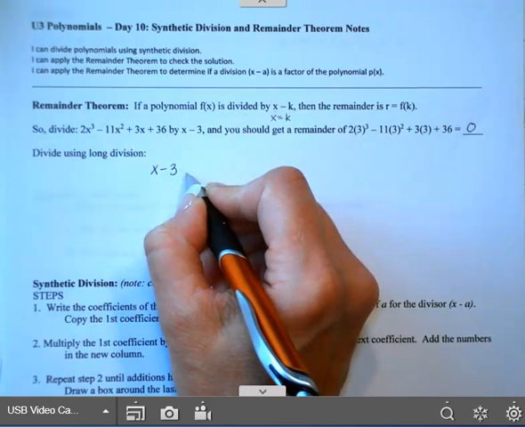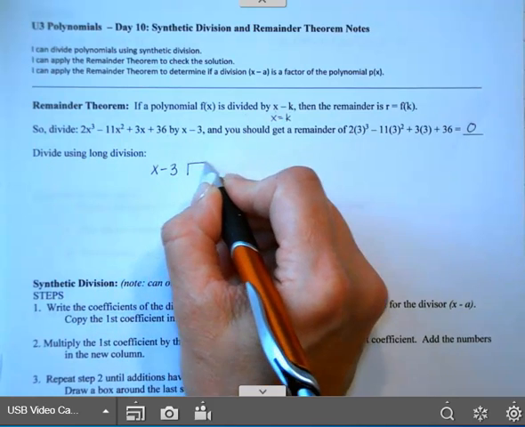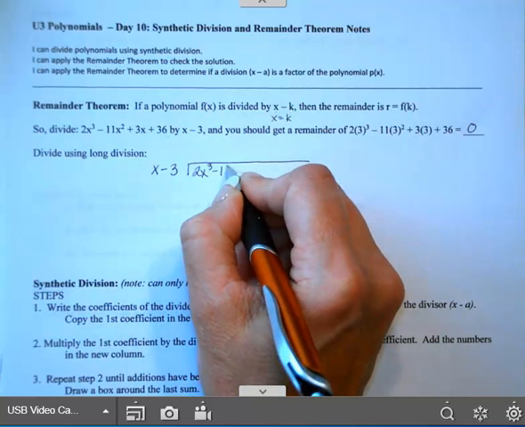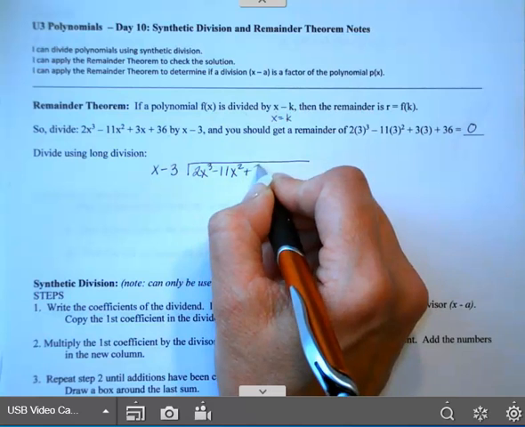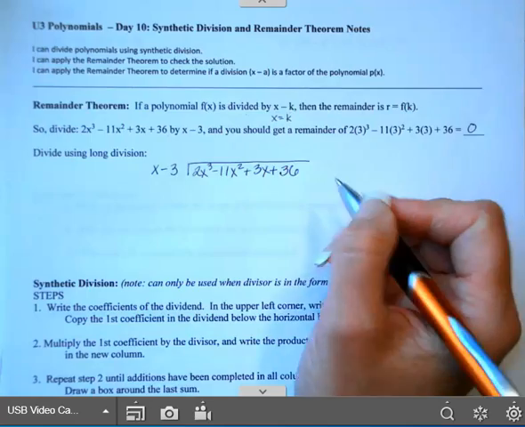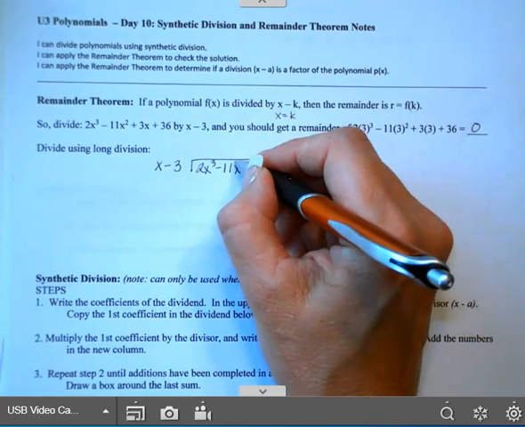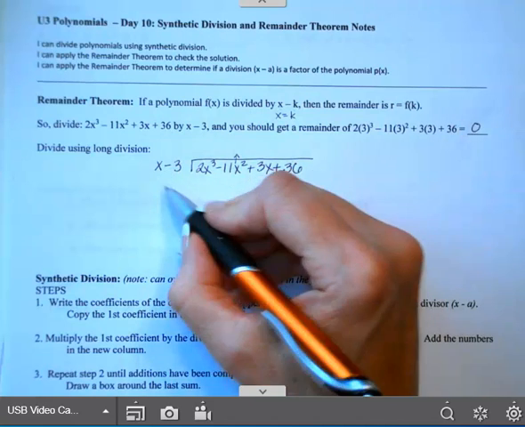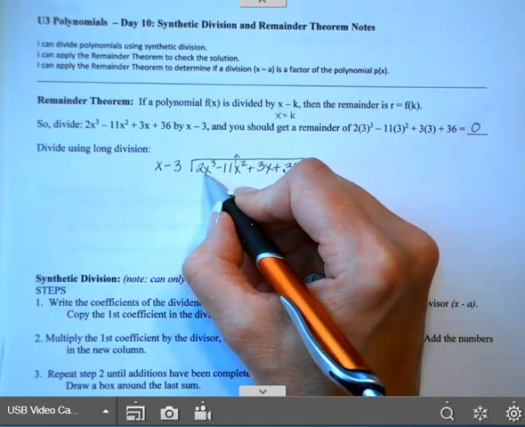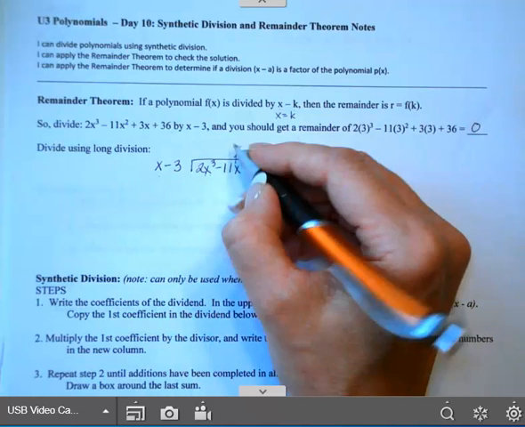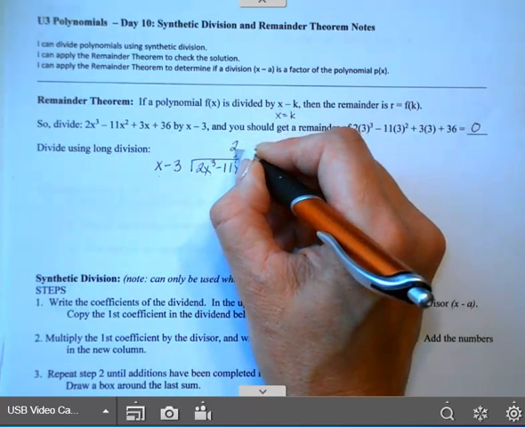So my divisor was x minus 3. My dividend was 2x to the third minus 11x squared plus 3x plus 36. I have 2 terms on the outside, so I start above the second term. Notice this one didn't need a placeholder on my dividend or divisor. I need to get rid of the term on the left inside here, the dividend. So x times what gives you 2x to the third? That's going to be 2x squared.